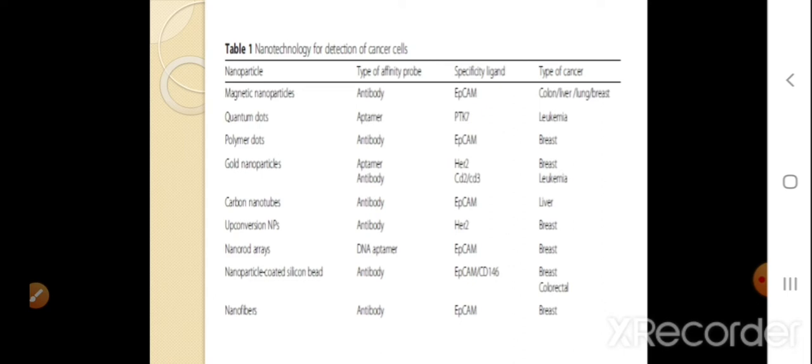and it can detect the cancer leukemia. So the remaining tabulations, we see that the application of the other nanoparticles such as polymer dots, gold nanoparticles, carbon nanotubes, nanorod assays, nanoparticle coated silicon bead, and the nanofibers, and the corresponding affinity probe and the ligand, and what type of cancer do they detect.